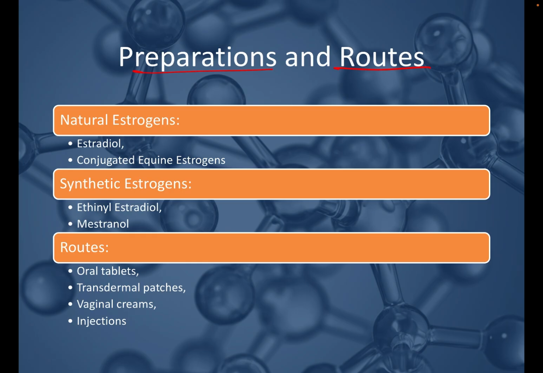Preparation and routes. Natural estrogen consists of estradiol and conjugated equine estrogens, synthetic estrogens like ethinyl estradiol and lestrol, and the routes include oral tablets, transdermal patches, vaginal creams, and injections.